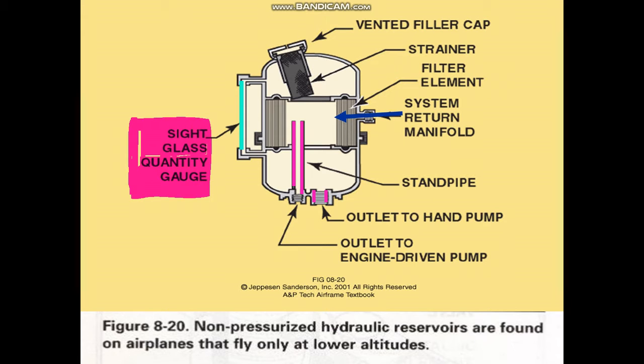This is an unpressurized hydraulic reservoir, and as they said, they are found on airplanes that fly only at lower altitudes. Here we have the vent to the atmosphere, and this is the difference between the pressurized and unpressurized. The unpressurized is vented to the atmosphere.